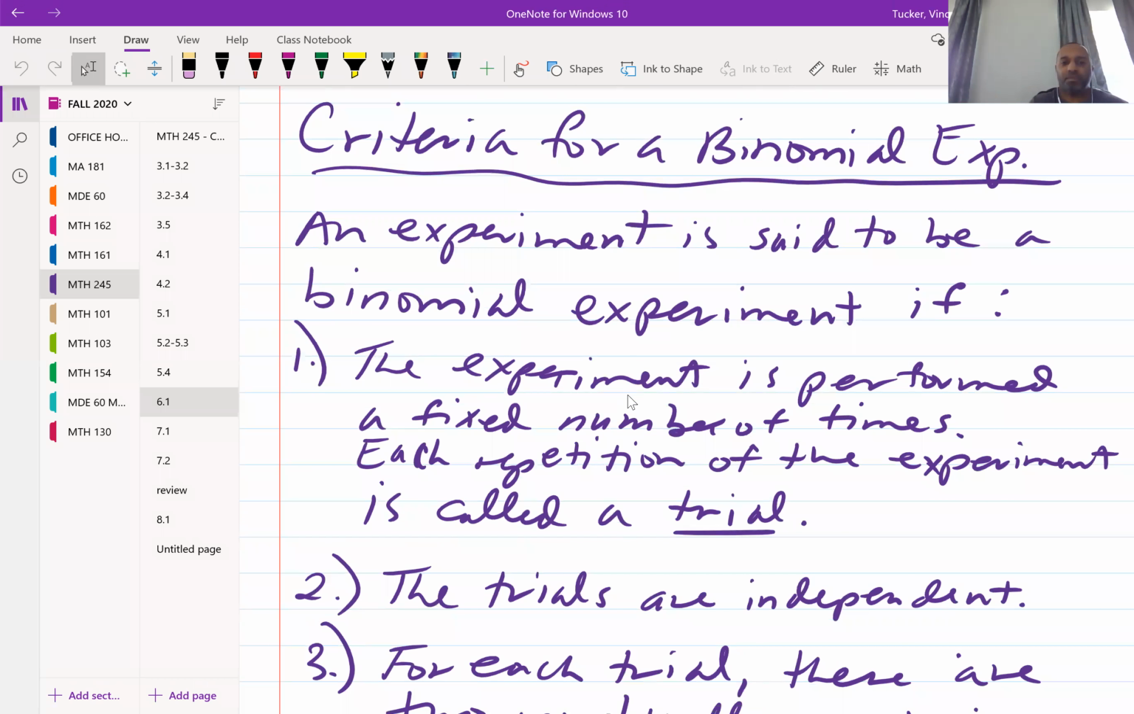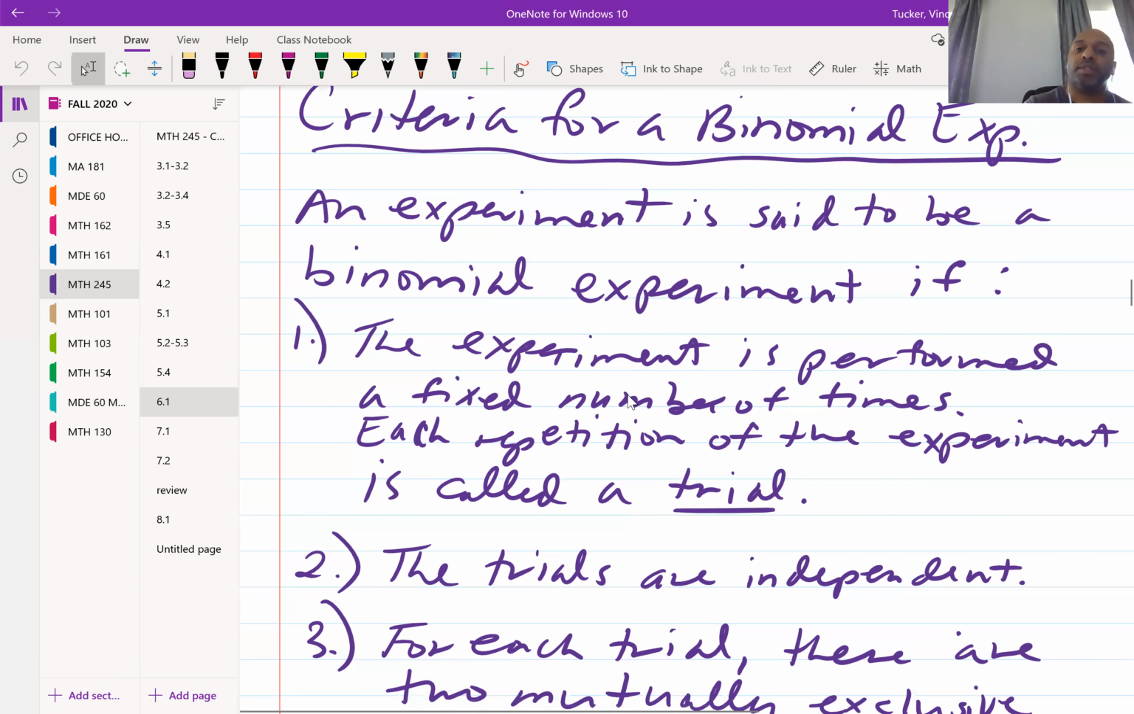All right. So the criteria for a binomial experiment. An experiment is said to be a binomial experiment if, one, the experiment is performed a fixed number of times. So each repetition of the experiment is called a trial. Two, the trials are independent. That means the probability of one is not affected because another one has occurred. So in other words, one trial happening does not affect the probability of another one happening.